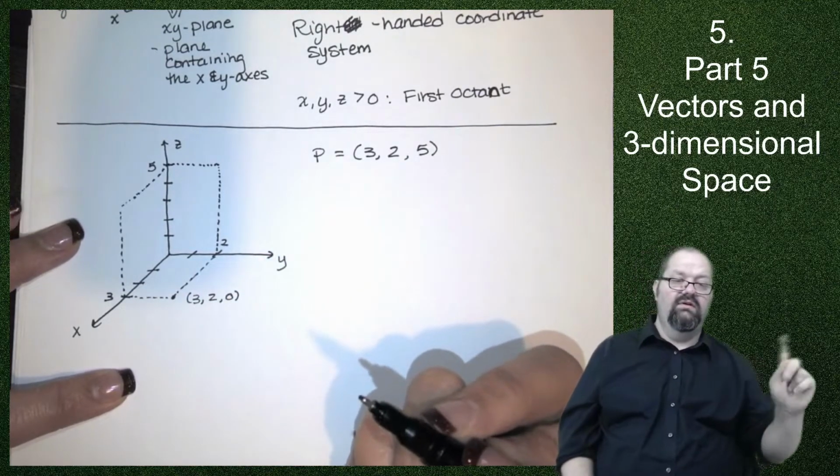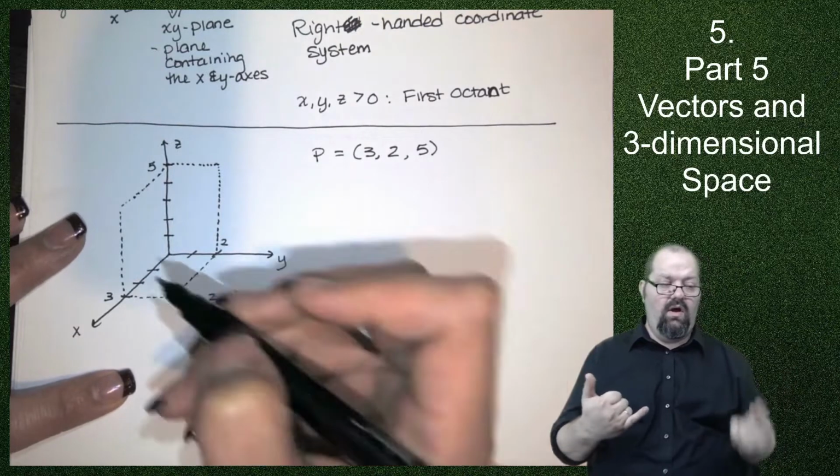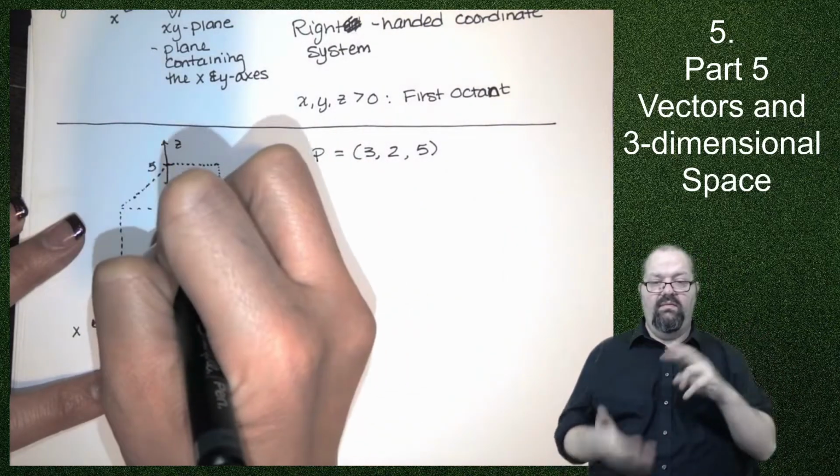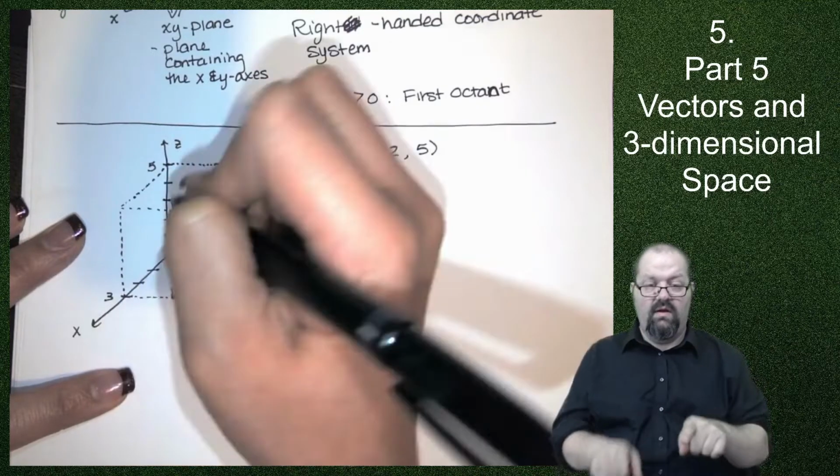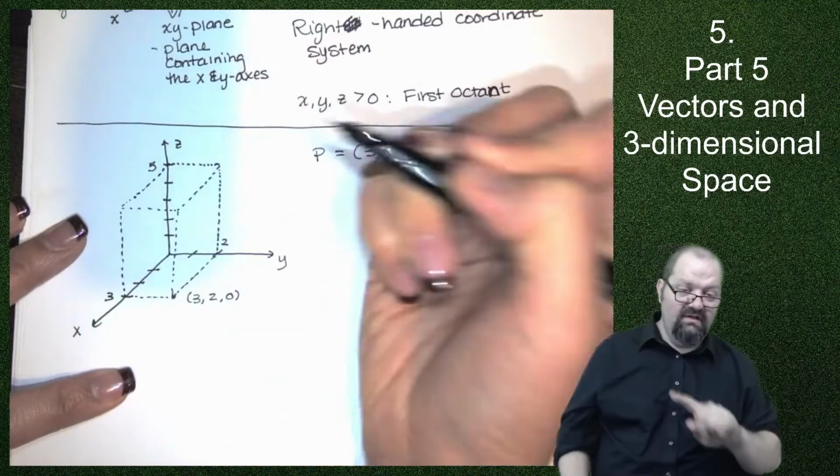But I want to go up to z equals 5. So I'm going to keep making my box. Parallel to the y-axis, parallel to the z-axis. It's not perfect.